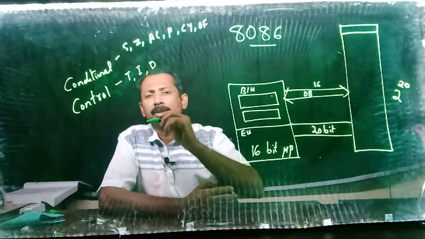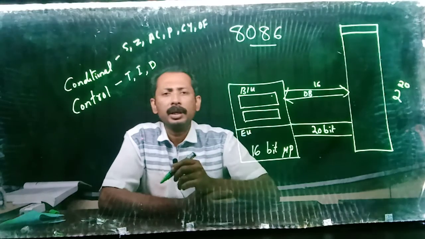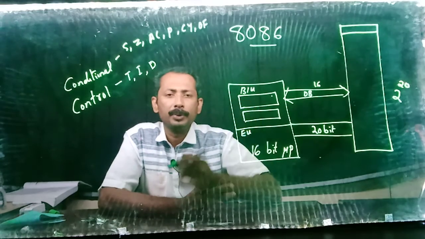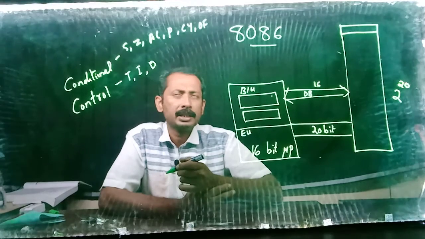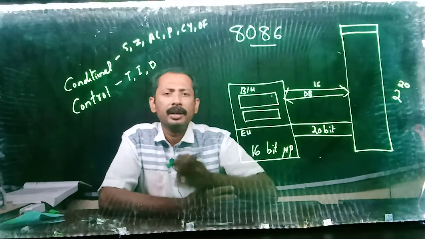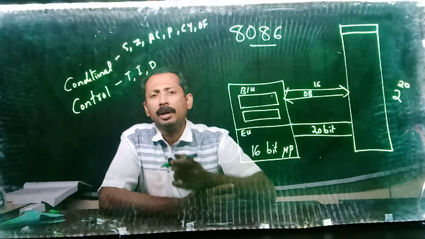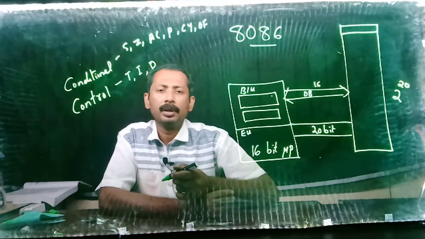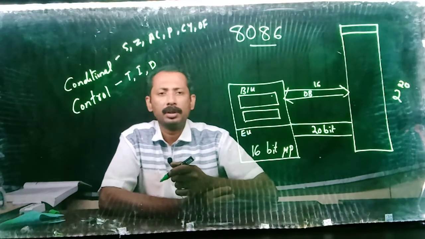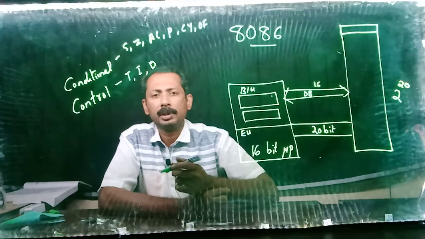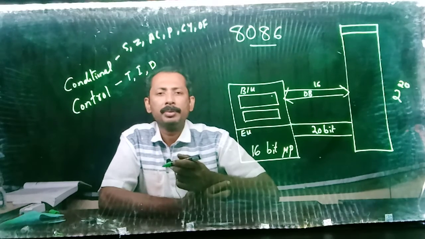So the flags are used to indicate the status of the output. Last കിട്ടുന്ന ആൻസറിന്റെ സ്റ്റാറ്റസ് കാണിക്കാൻ വേണ്ടിയാണ് ഈ ഫ്ലാഗുകളുടെ ആവശ്യം, കണ്ടീഷൻ ഫ്ലാഗിന്റെ ആവശ്യം. And the control flag is used which assists the execution and controlling, like trap, interrupt, direction.